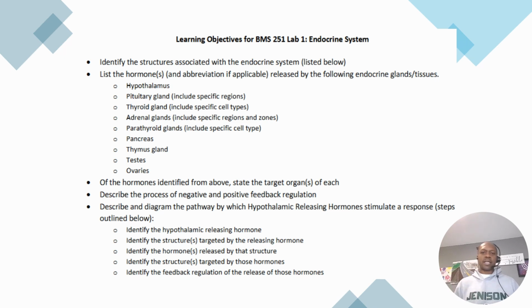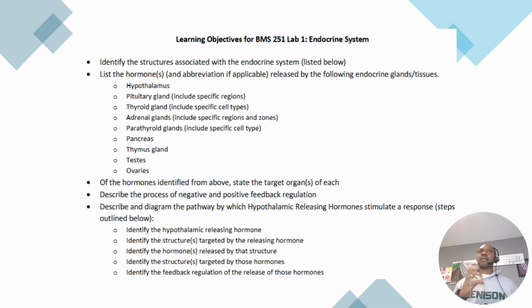So these are the learning objectives for Lab 1. Identify, those are very low level goals. List the hormones, low level goals. But then when it gets to objective 5 at the end, describe and diagram the pathway by which the hypothalamus releasing hormones stimulates a response. And the steps are outlined below.